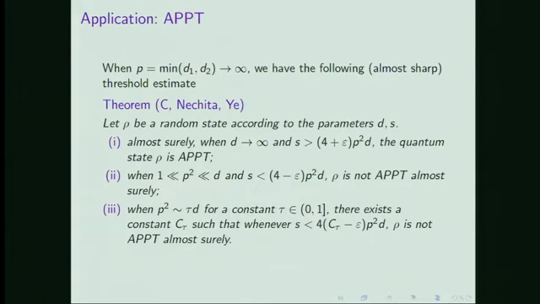So basically, we see that if the parameter S of the Wishart matrix is more than 4 times P squared, where again P is the mean of D1 and D2, then we have APPT. Of course, as was mentioned by Guillaume yesterday, we expect that the bigger S, the more likely it is APPT, because things concentrate more to the identity.